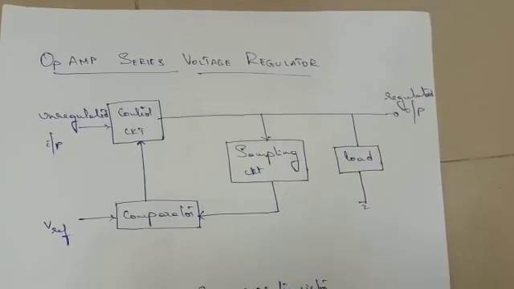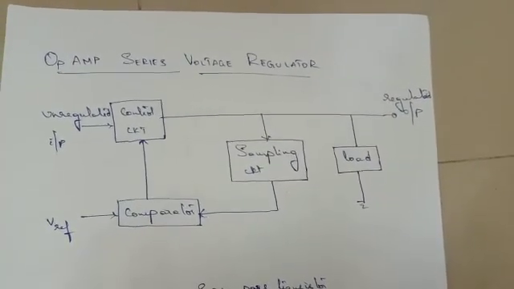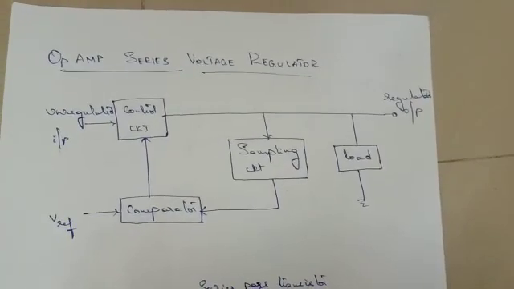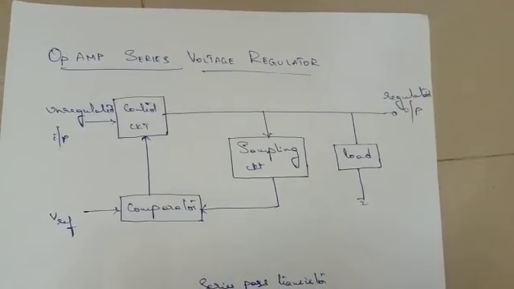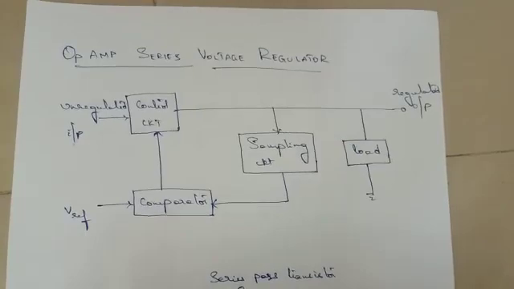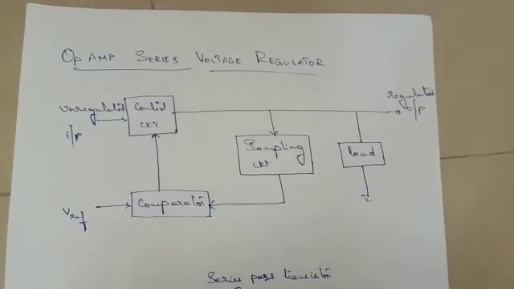Hello everyone. This topic is about voltage regulator which is constructed using an op amp. There are two different types of voltage regulators. One is series voltage regulator, the other one is shunt voltage regulator.